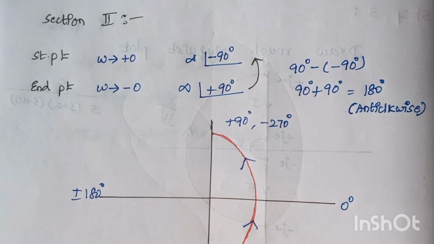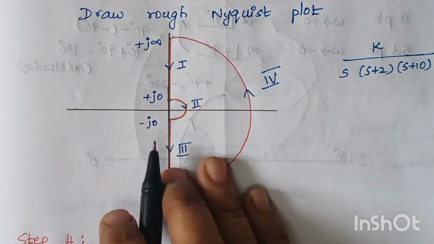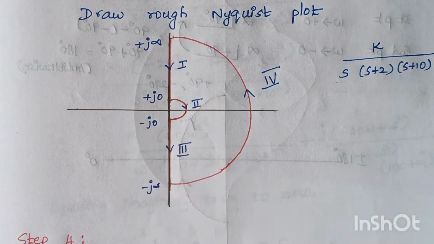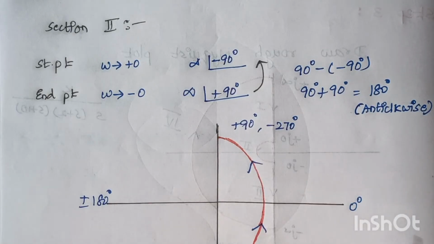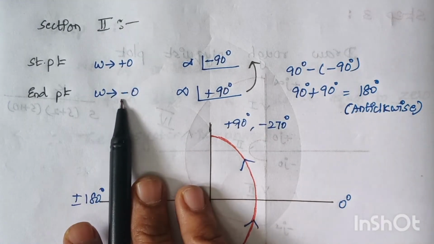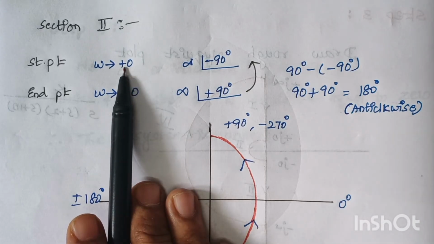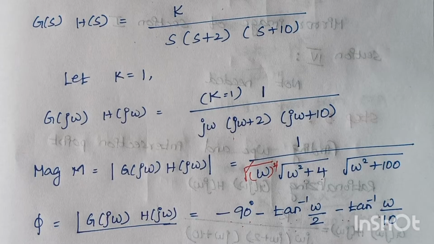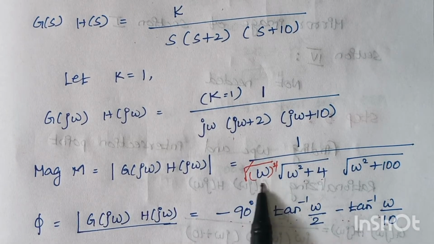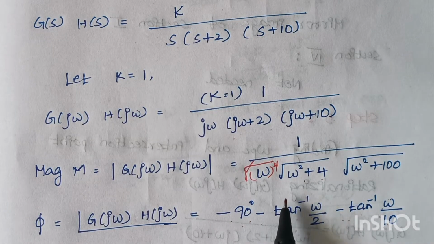The next thing is section 2. What is the starting and ending point of section 2? You see, it starts at plus j0 and it ends at minus j0. Now we are going to substitute these two values in the magnitude and phase angle expression. Here when you substitute the value of omega as 0, what happens to the magnitude? Anything divided by 0 is infinity, right?